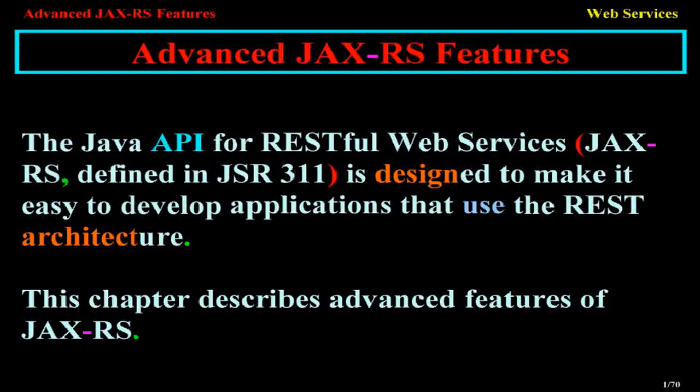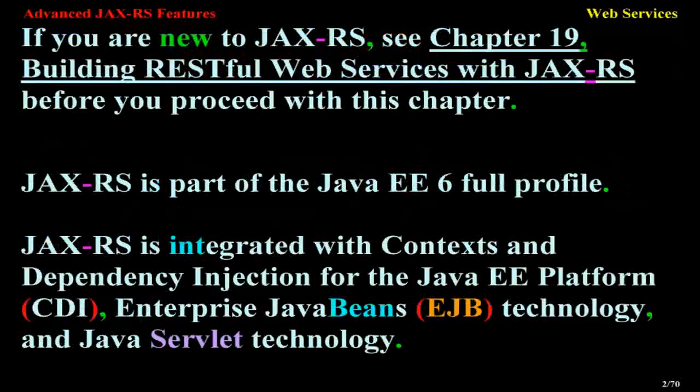Advanced JAX-RS features. The Java API for RESTful Web Services, JAX-RS, defined in JSR 311, is designed to make it easy to develop applications that use the REST architecture. This chapter describes advanced features of JAX-RS. If you are new to JAX-RS, see Chapter 19, Building RESTful Web Services with JAX-RS, before you proceed with this chapter. JAX-RS is part of the Java EE 6 full profile.